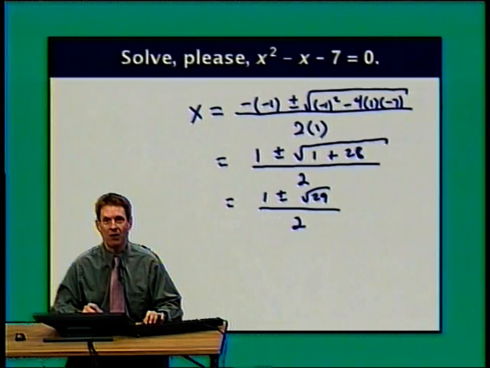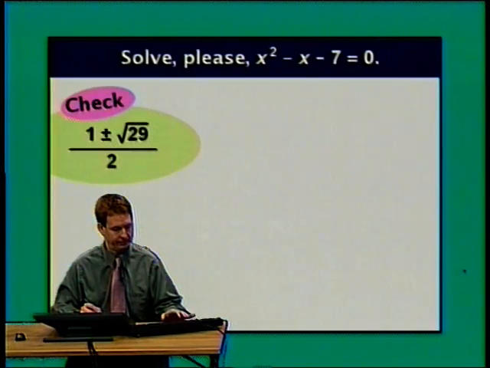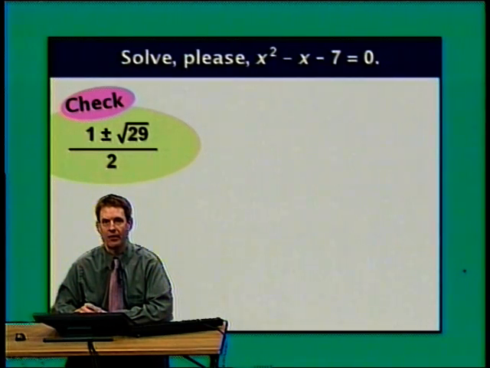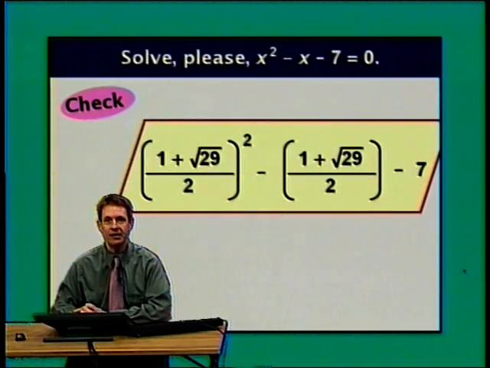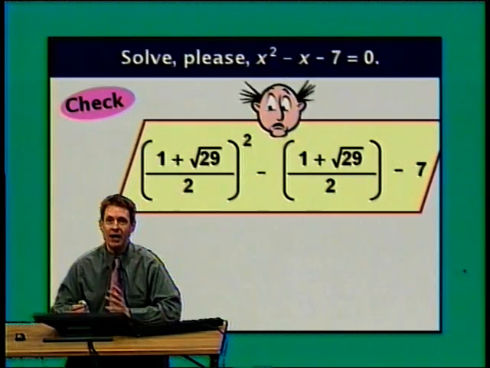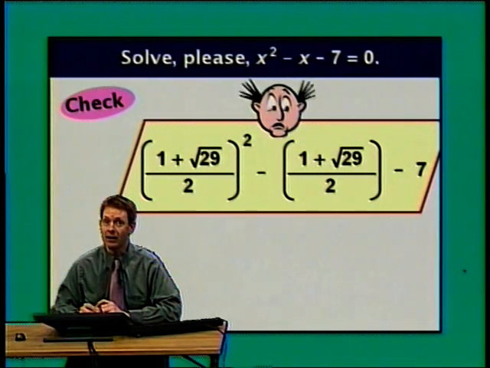So let's go to our check step. So we need to check 1 plus or minus the square root of 29 all over 2. Let's begin with 1 plus the square root of 29 over 2. If we replace x with that expression, this is what we need to check. Does this expression evaluate to 0? I gotta tell you, the idea of simplifying this expression even makes my hair stand on end. So I don't really think that I want to check this particular equation in this manner.